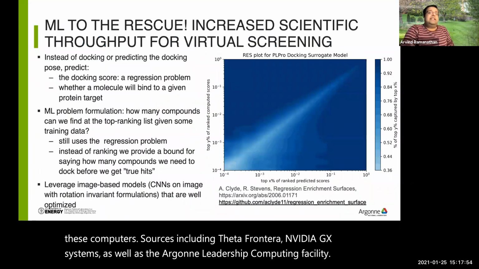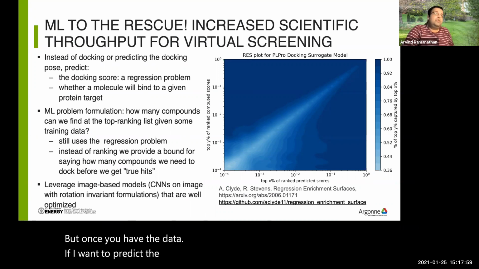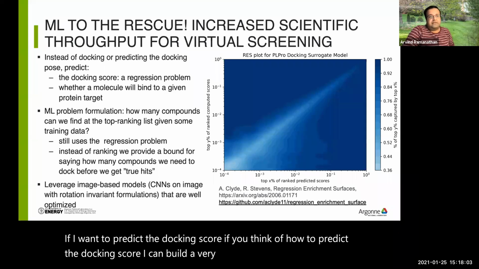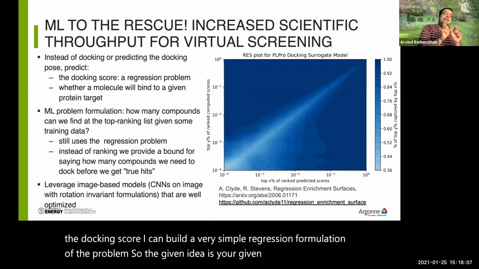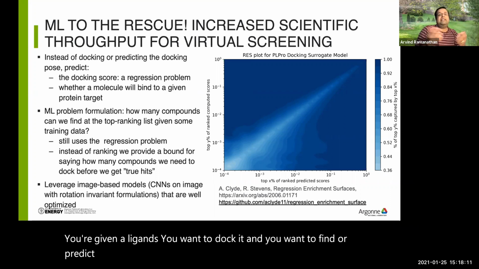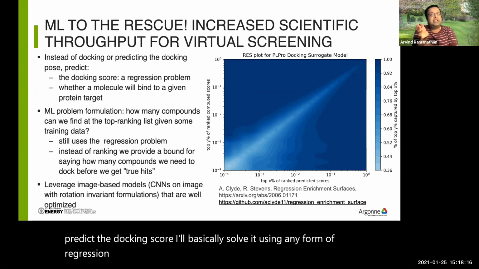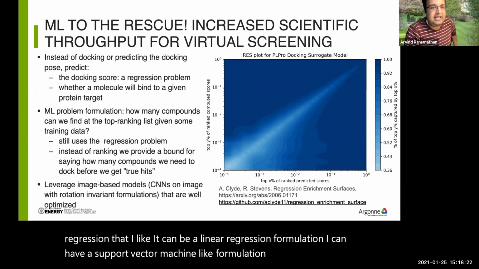But once you have that data, if I want to predict the docking score, I can build a very simple regression formulation of the problem. The idea is you're given a protein structure and a ligand, you want to dock it, and you want to predict the docking score. I'll solve it using any form of regression that I like. It can be a linear regression formulation, I can have a support vector machine-like formulation, I can have all sorts of things.